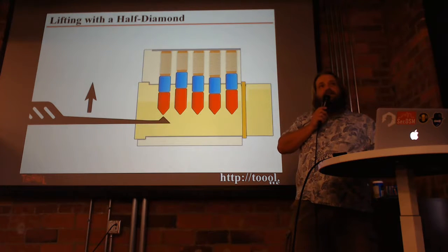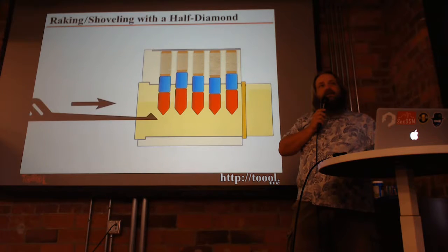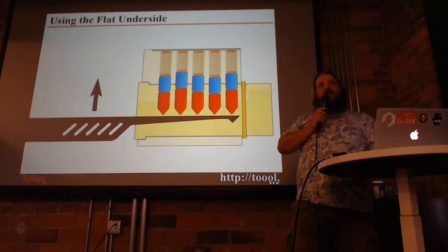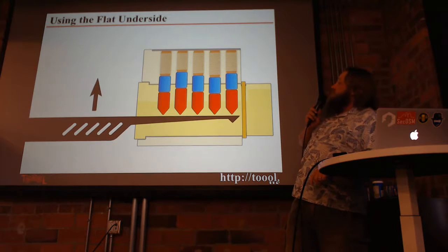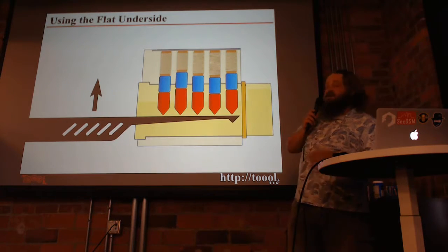So here, the slides are a little out of order. First, it's showing that you can lift with the half diamond. You can actually do some raking with the half diamond. But here's what I mainly use. This is what I most frequently use the half diamond for, is actually turn it upside down.